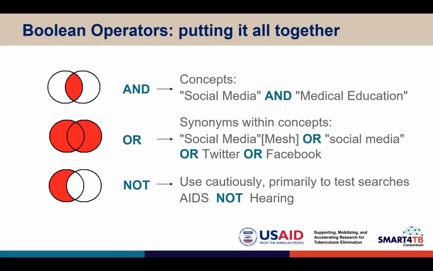Here's a good example. I want AIDS, the disease, but I don't want hearing aids. I want AIDS, the disease. But we tell people to really not use that, because you could be knocking something out that could be of importance to your research. So the two that we use the most are AND and OR.